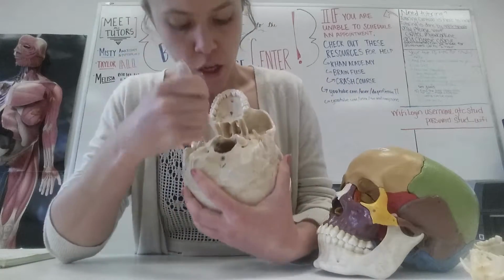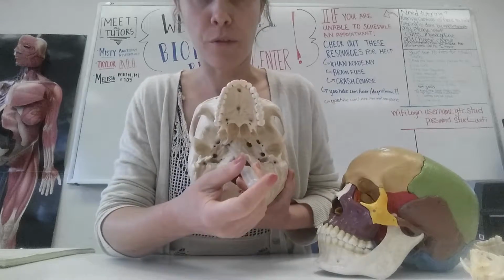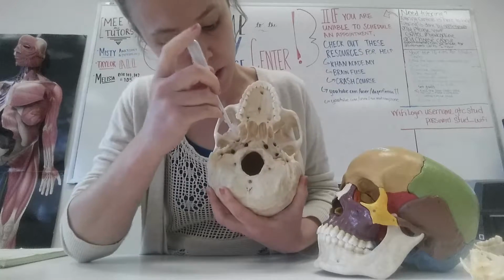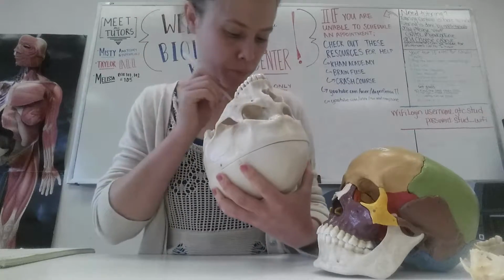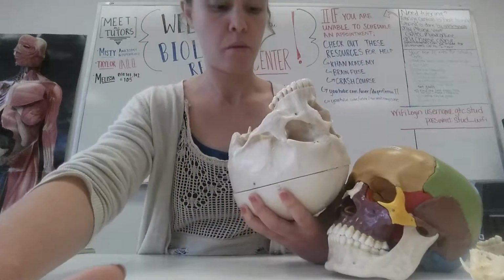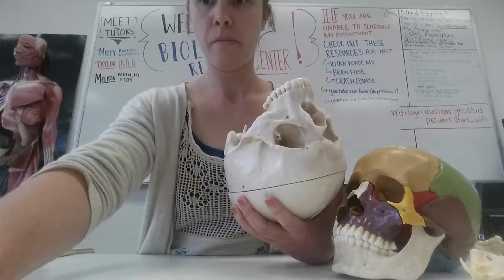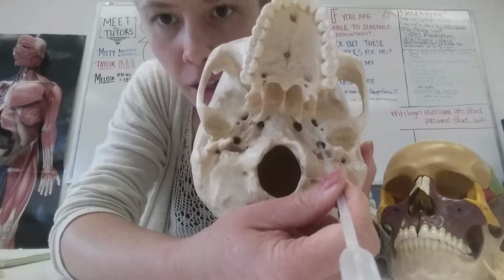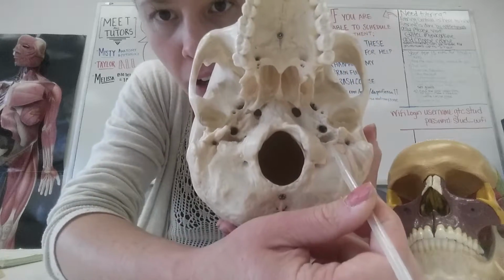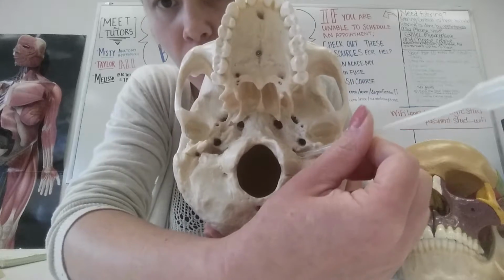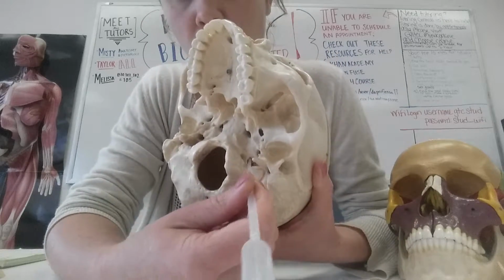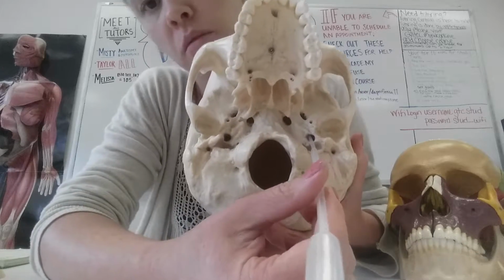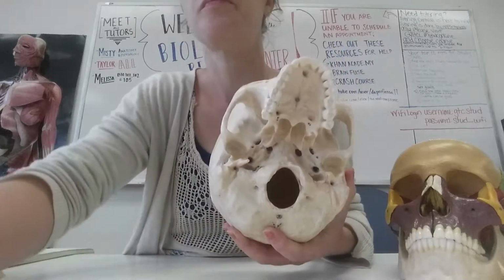Then you have the carotid canal or carotid foramen. This is where your carotid artery goes into your brain. And then you have the jugular foramen. Okay, so this one is the carotid canal right here, that perfect circular one. And then the jugular foramen is here. This is where your jugular vein goes through. So you can see where my pipette's going: jugular foramen, carotid canal, or carotid foramen.